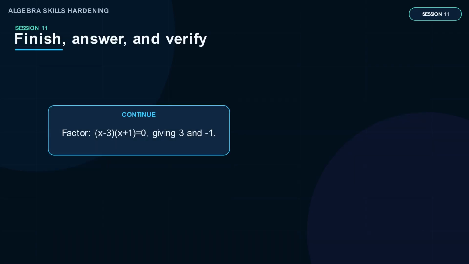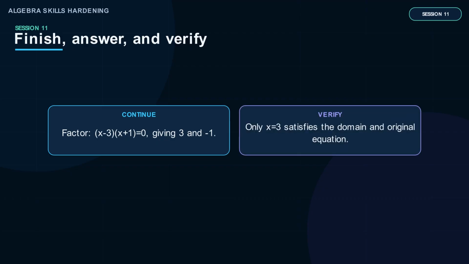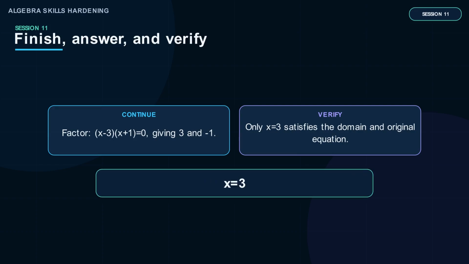Continue with the third step. Factor: x minus 3, x plus 1, equals 0, giving 3 and minus 1. State what the transformed line tells you. Complete the argument. Only x equals 3 satisfies the domain and original equation. This is part of the solution, not decoration. The final answer is x equals 3. Compare it with the requested variable, expression, unit, interval, or classification. Verify from another direction. Substitute, compare representations, inspect units, or test a boundary. Prove that the result satisfies the original conditions.